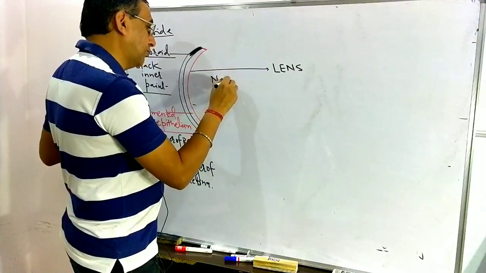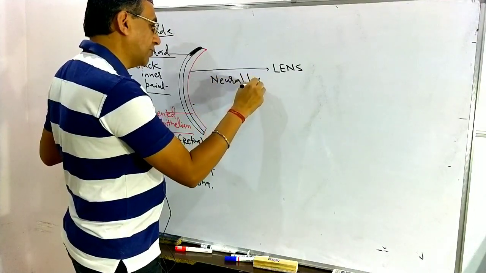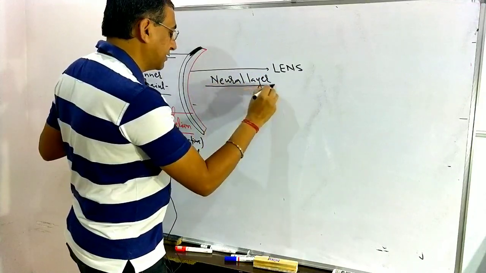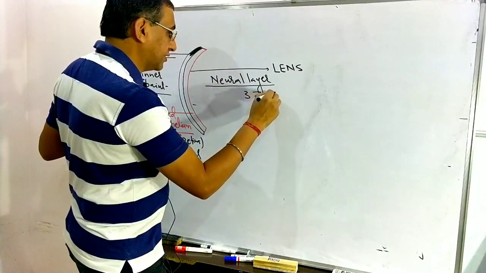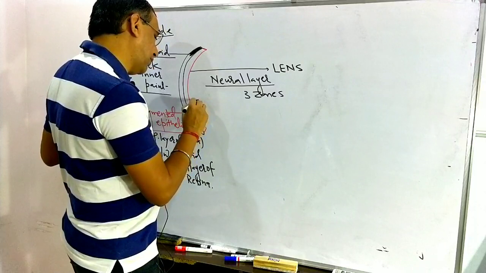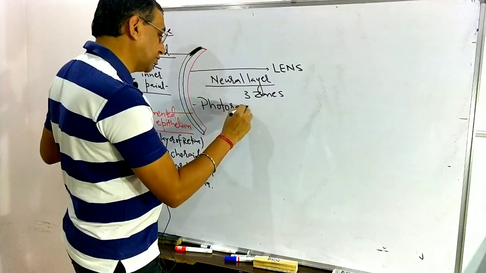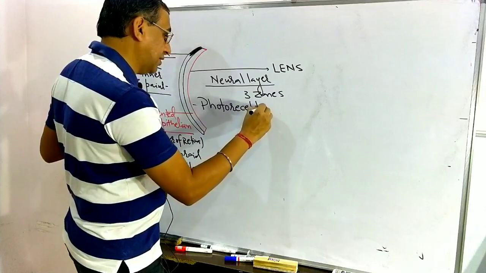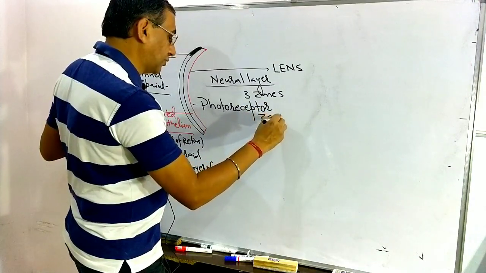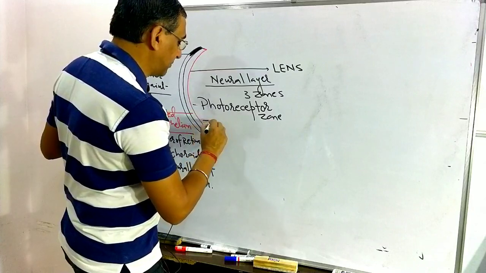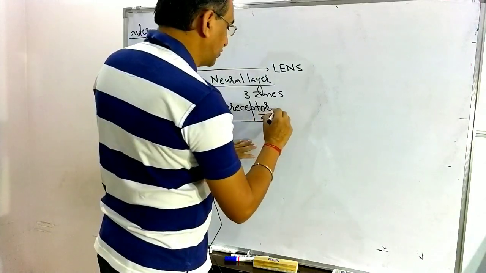This layer is the neural layer. What is the name here? Neural layer of the optic part of retina, and it consists of three zones. The first one is the photoreceptor zone, also known as the photoreceptor layer.